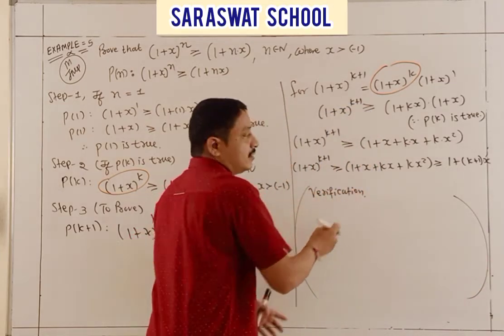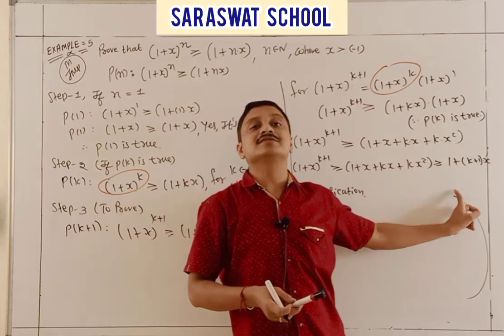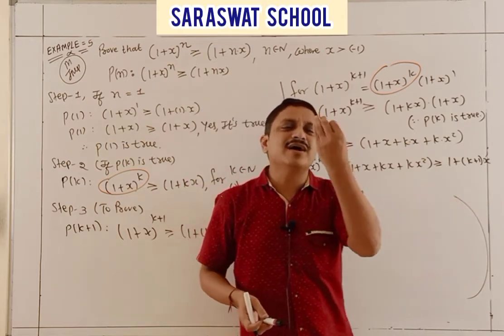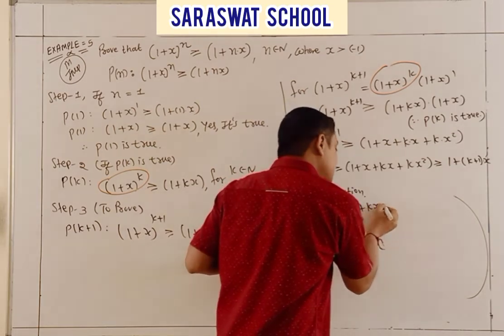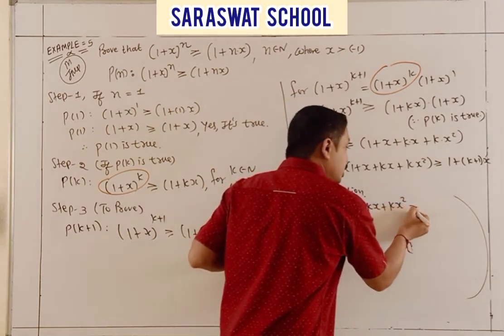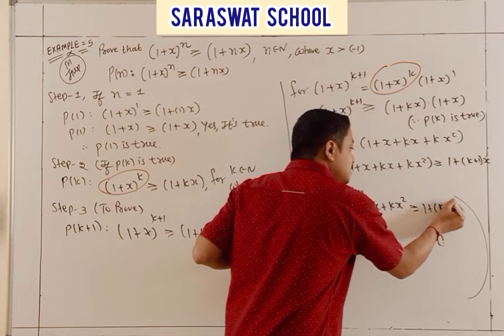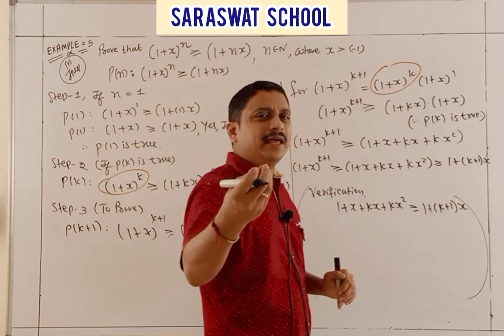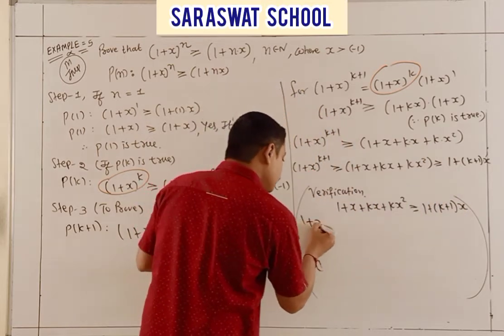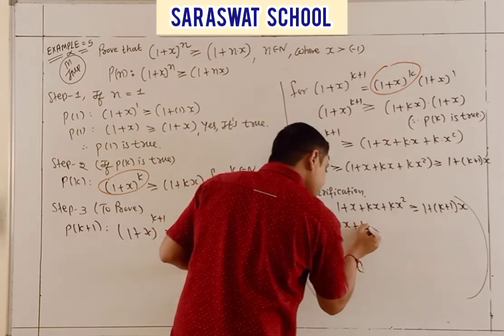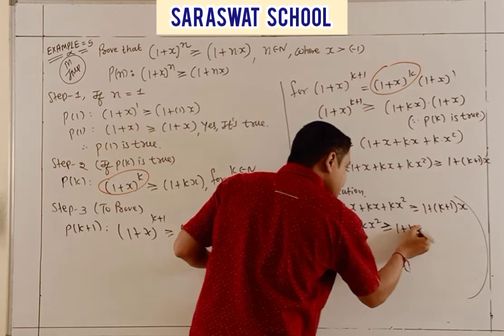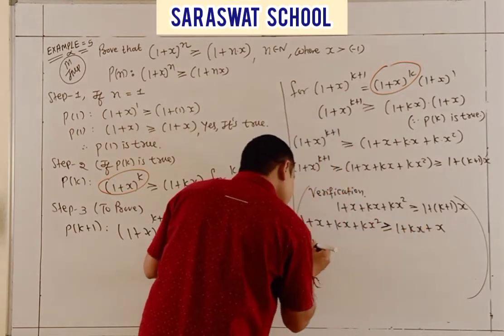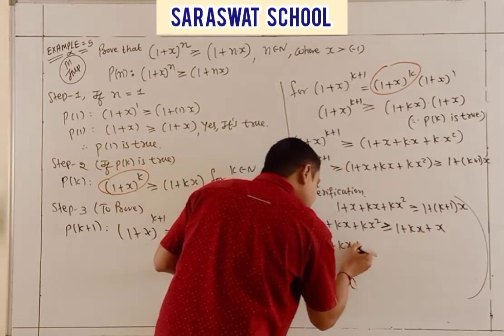Why do I mention these steps here? Verification is very easy. 1 plus x plus kx square is greater than... Students, it's simple, you apply the expansion. It's very simple. So it is greater than or equal to 1 plus kx plus x.